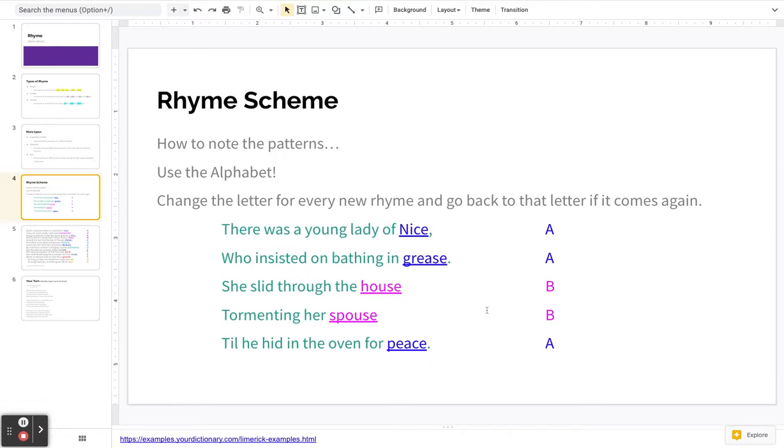So this is a limerick, and limericks always go by A. It always goes rhyme, different rhyme, and then that other rhyme, and then back to that first rhyme. This is how all limericks go. So Nice, Greece, and peace all have the same rhyme, so they all get the same notation. House and spouse, same rhyme. There's your notation. Okay, so every time you change your rhyme, you also change the letter. And then if your rhyme goes back to that letter, then you also identify it by that letter. This doesn't end up being C. You go back to the fact that it's A, all right?